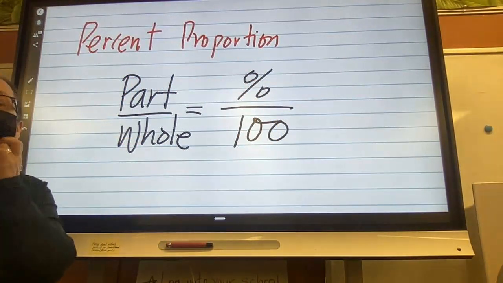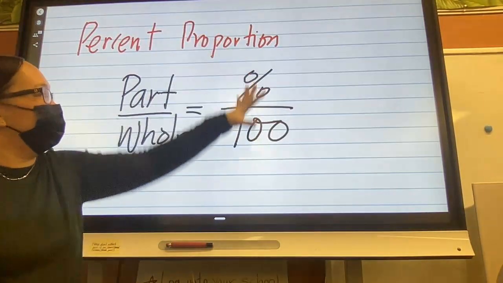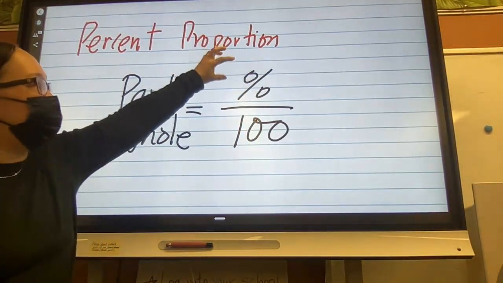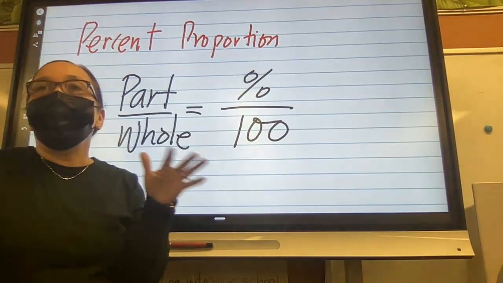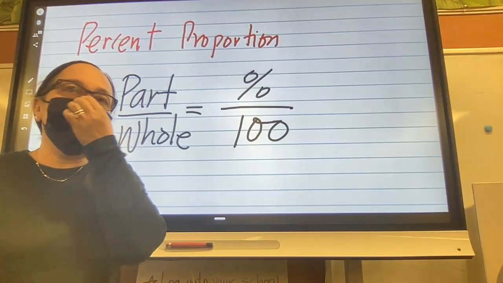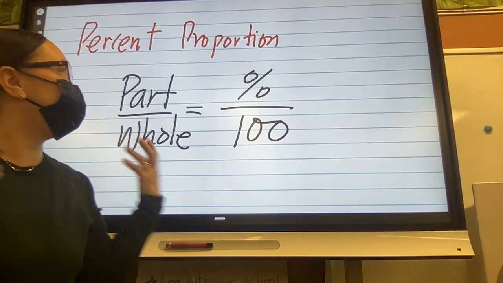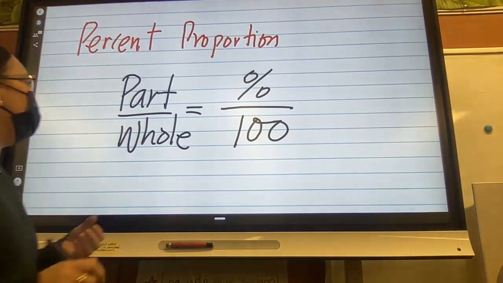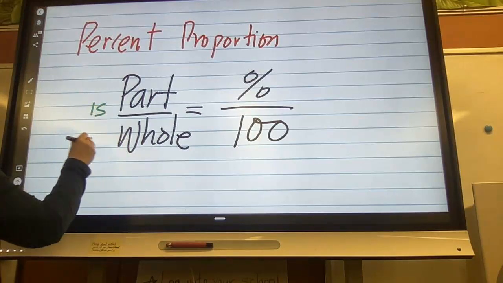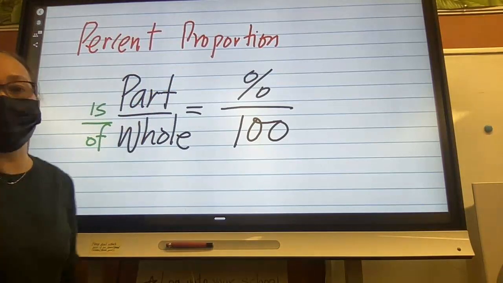We know the percent is out of 100 at all times. So we're going to set up our proportion this way: part over whole, and percent over 100. There is a keyword we always use to know which one is the part and which one is the whole: is and of. Is over of, percent over 100.